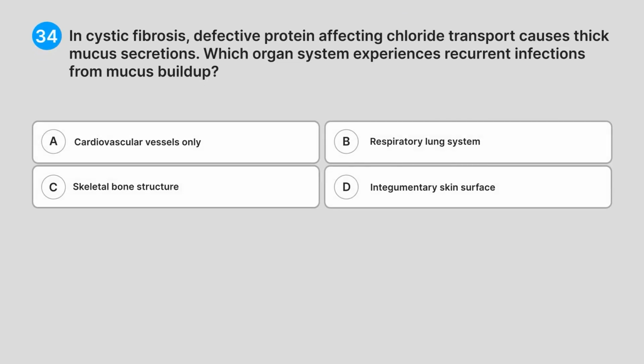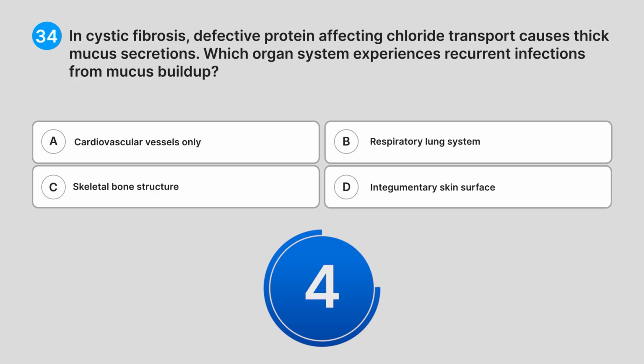34. In cystic fibrosis, defective protein affecting chloride transport causes thick mucus secretions. Which organ system experiences recurrent infections from mucus buildup? A. Cardiovascular vessels only. B. Respiratory lung system. C. Skeletal bone structure. D. Integumentary skin surface. Do you know the answer?